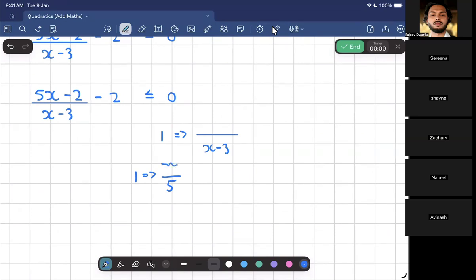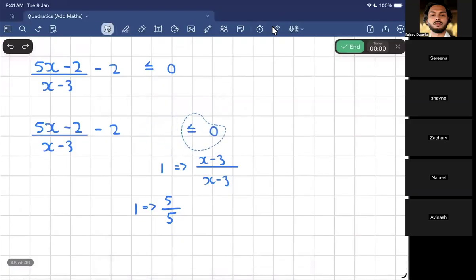What number could 5 go into one time? 5. Right. 5 could go into 5 one time. So what would I need to put on top to give me back 1? X minus 3. Right. X minus 3. So it's a similar concept you're going to apply here.